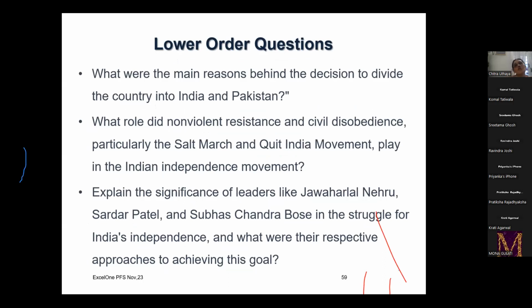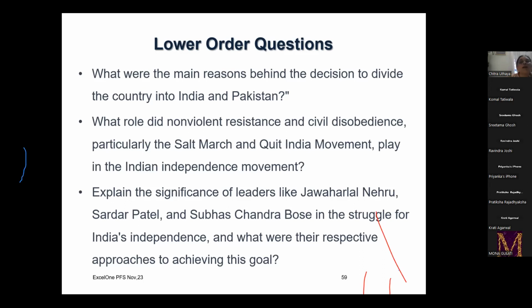Again, this is to do with India's struggle for independence. So these are some lower order questions. What are the main reasons behind the decision to divide the country? Or what role did the nonviolent resistance and civil disobedience movement play in the Indian independence? Then explain the significance of various leaders who participated in India's struggle for independence. So these are some lower order questions, mainly at the understand level.